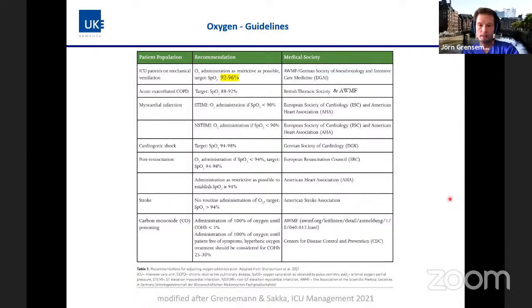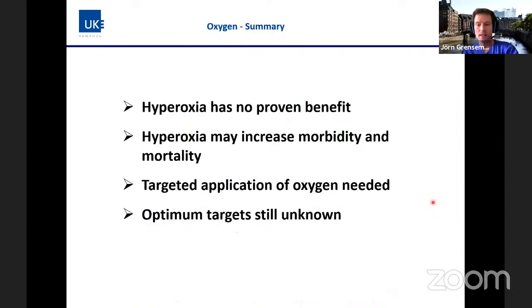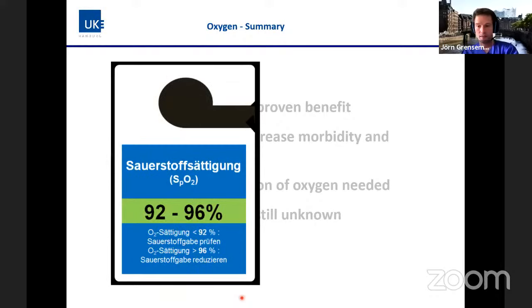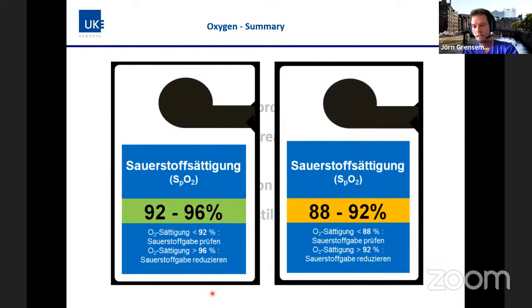Now, I think it is often hard to remember all those target ranges in clinical practice. But we have to remember that hyperoxia has no proven benefit and may increase morbidity and mortality, and we need a targeted application of oxygen, but the optimum targets are still unknown. And what I think is practical in the hospital is to target an oxygen saturation between 92 and 96% for patients without a risk for hypercarbia and 88 to 92% in cases of a risk for hypercarbia, like acute exacerbated chronic obstructive pulmonary disease. Thank you.